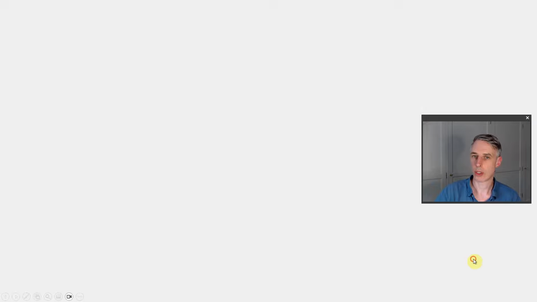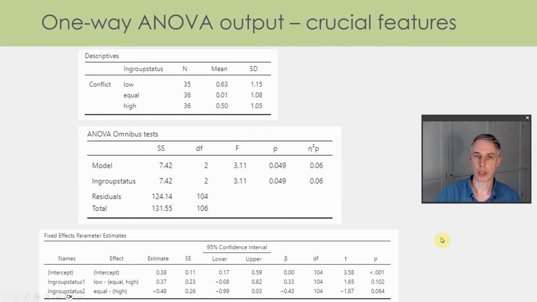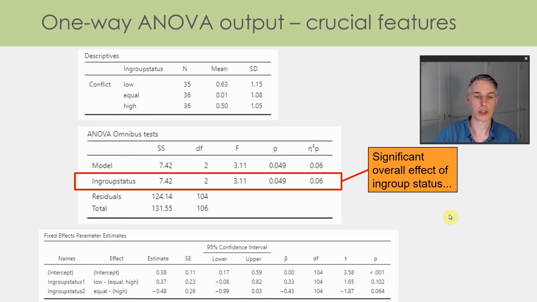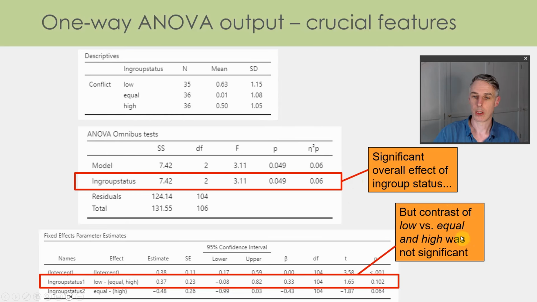Okay, so let's just look at that output in slightly more zoomed in terms. We have a significant overall effect of in-group status, but delving down into that specific contrast implied by the hypothesis, the contrast of the low condition to the equal and high conditions combined was not significant.